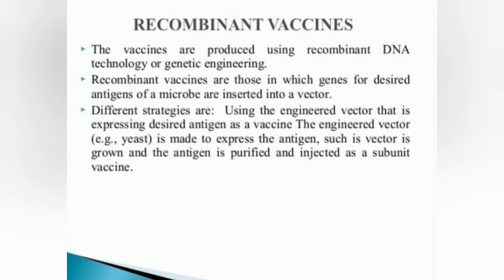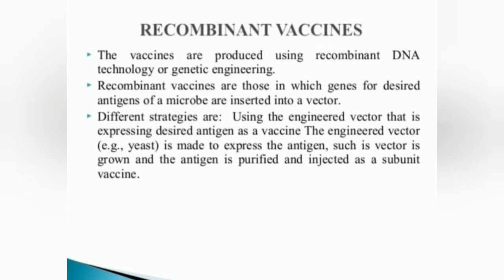What is a recombinant vaccine? These vaccines are produced using recombinant DNA technology or genetic engineering. Recombinant vaccines are those in which genes for desired antigens of a microbe are inserted into a vector. Different strategies are used, with the engineered vector expressing the desired antigen as a vaccine. The engineered vector, such as yeast, is made to express the antigen; the vector is grown and the antigen is purified and injected as a subunit vaccine.